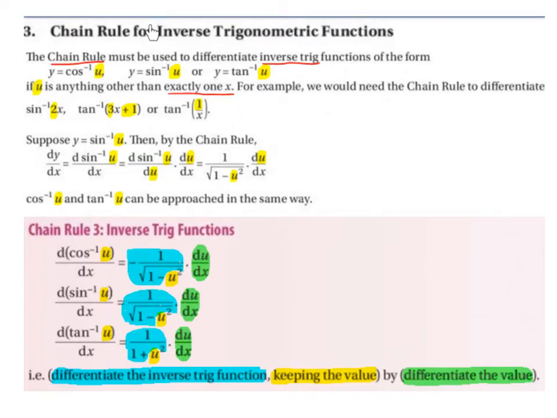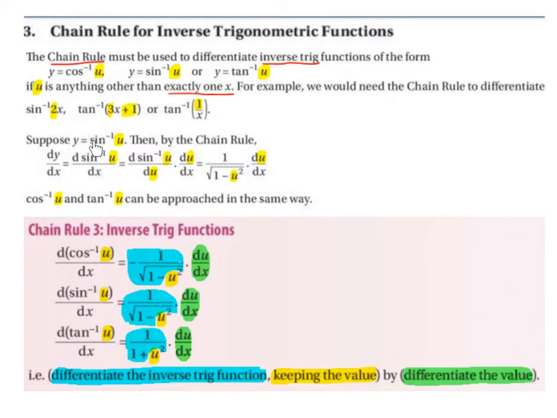The chain rule for inverse trigonometric functions. The chain rule must be used to differentiate inverse trig functions of the form y equals cos inverse u, y equals sine inverse u, or y equals tan inverse u, if u is anything other than exactly x. So for example, we would need the chain rule to differentiate sine inverse function 2x, tan inverse function 3x plus 1, or tan inverse function 1 over x.